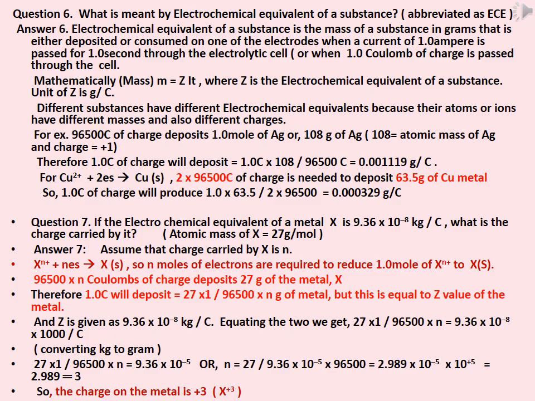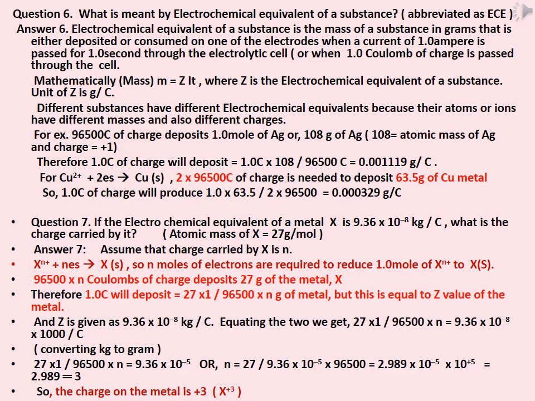So, 1 coulomb of charge will deposit how much of the metal? That would be equal to 27 into 1 divided by 96,500 into n. This will be the electrochemical equivalent Z of the metal which is getting deposited. But the Z value is given in the question, 9.36 into 10 power minus 8 kilogram per coulomb. To convert kilogram into gram, multiply by 1000.